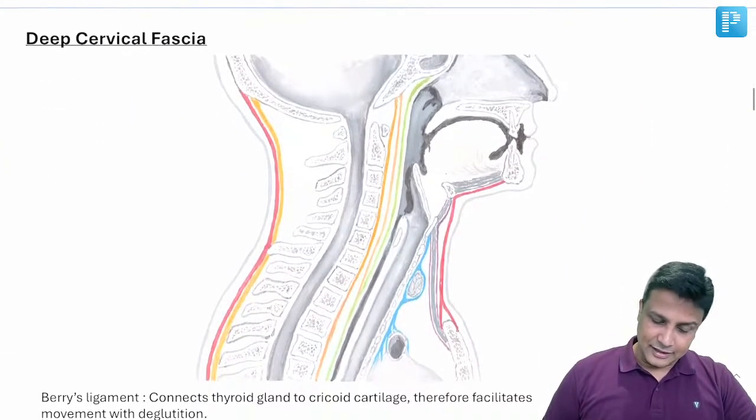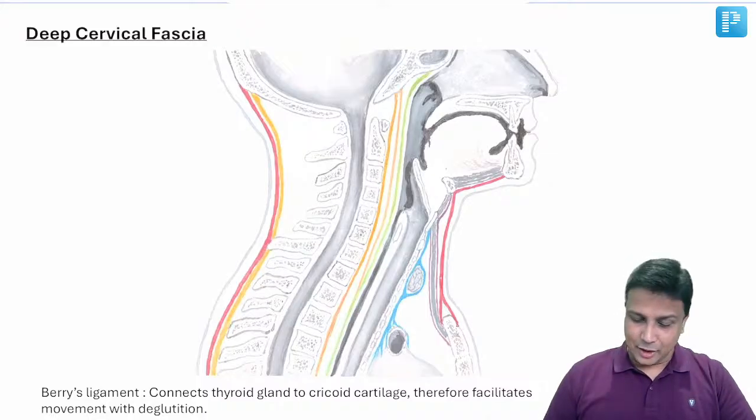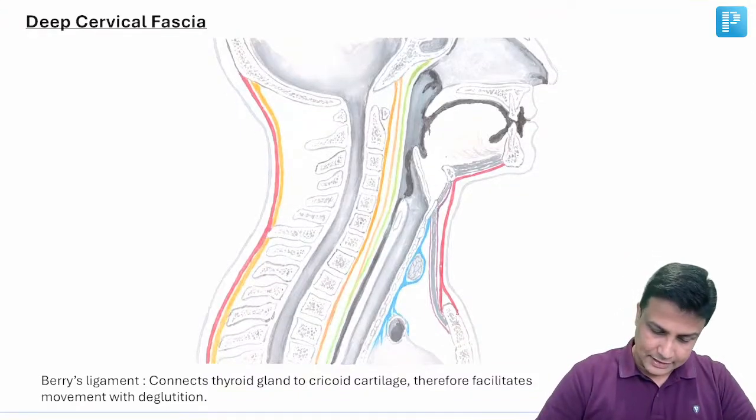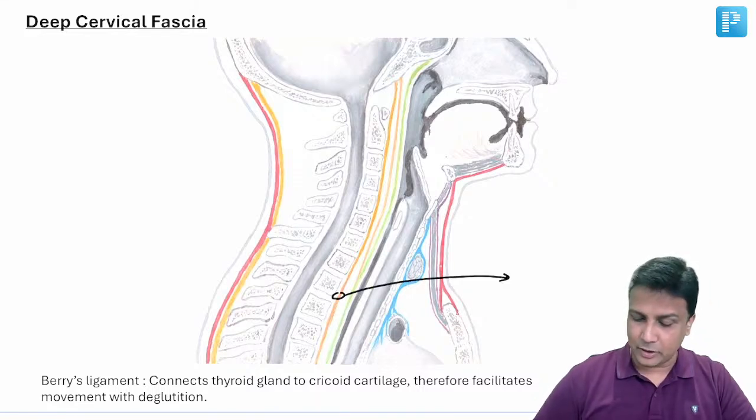Now let's move ahead. Let's take the sagittal section. Once you take a sagittal section here, again the same thing. This yellow colored fascia surrounding the vertebrae here will be the prevertebral fascia.